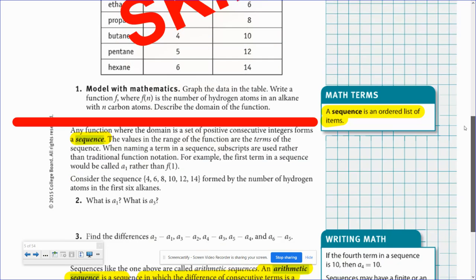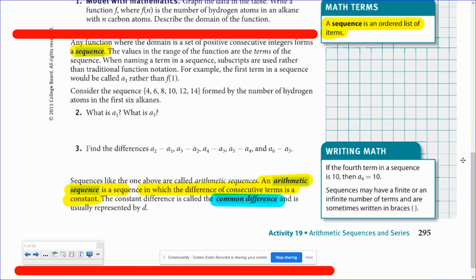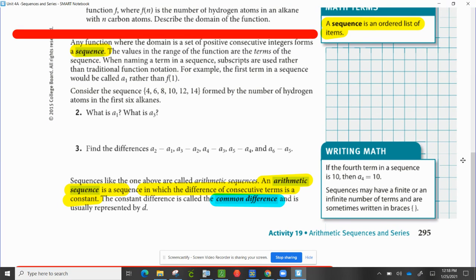Let's jump down to this part here. Any function where the domain is a set of positive consecutive integers forms a sequence. A sequence is just a list of numbers. Usually it's formed by some kind of pattern. If we consider this sequence here, where we have 4, 6, 8, 10, 12, and 14, that is a sequence because it's just a list of numbers.